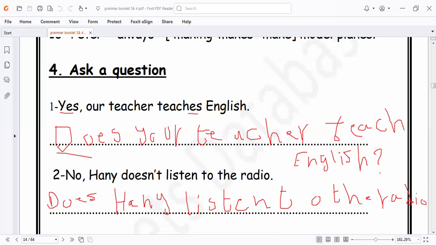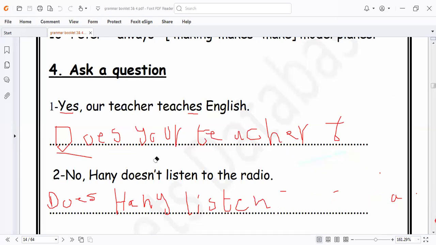And I put the question mark at the end of the sentence. Don't forget to put the question mark at the end of the sentence. Let's go to another item here.